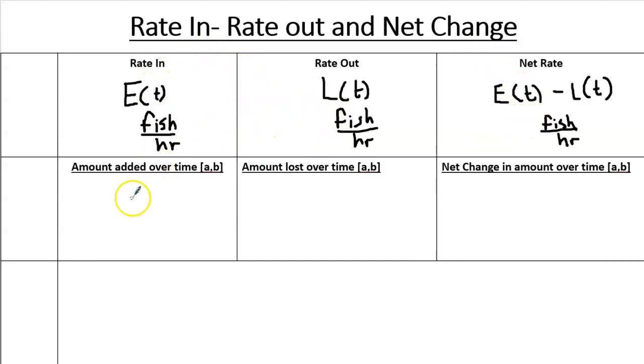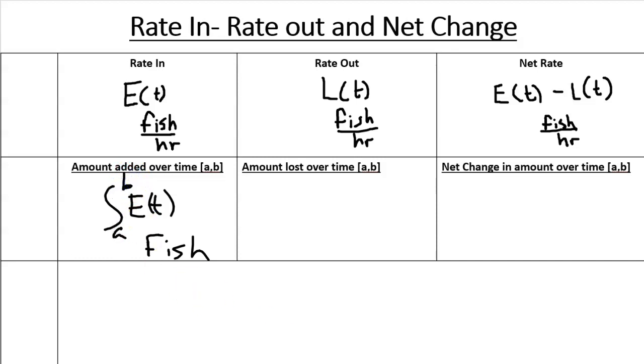Now, when you integrate these functions, that tells you the total number of fish that are added into it over the time period from A to B. And the answer there is just going to be fish. So if you were to integrate the rate E of t, the outcome will tell you how many fish came into the lake from t equals A to t equals B.